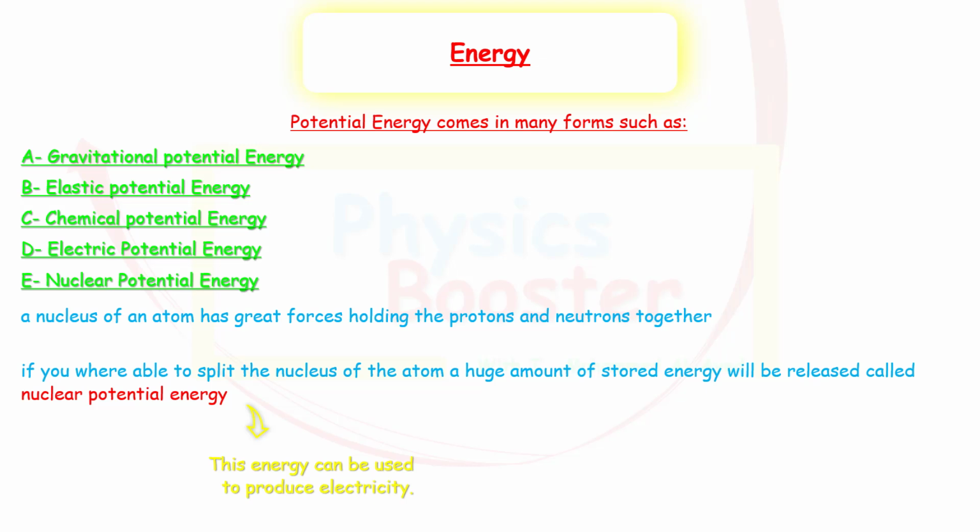But we are going to talk in detail about 3 of these forms. We are going in detail with the kinetic energy, how it's calculated. We are going in detail with the gravitational potential energy and how it's calculated. And we are going to go in detail with the elastic potential energy and how it is calculated. So let's start off with the kinetic energy.